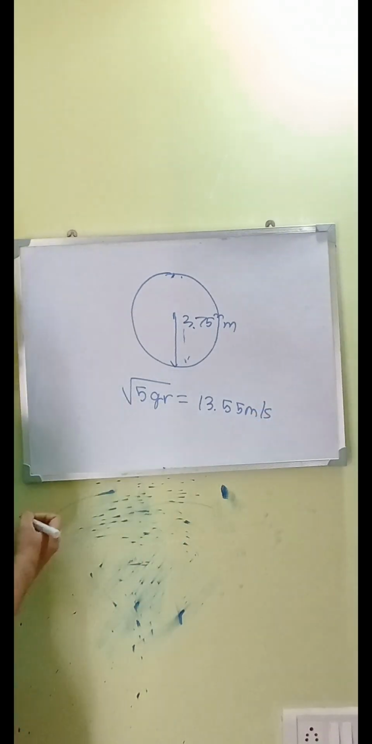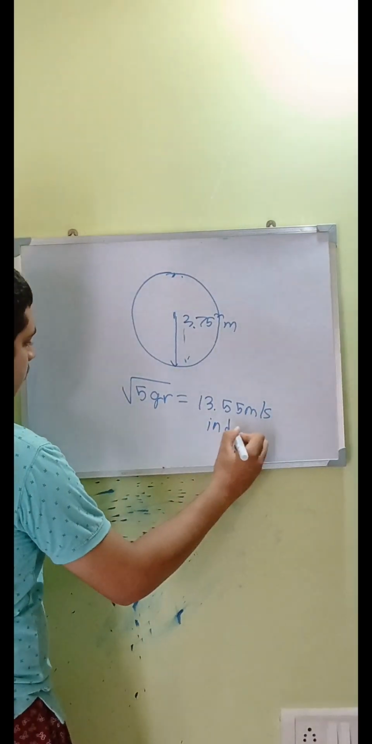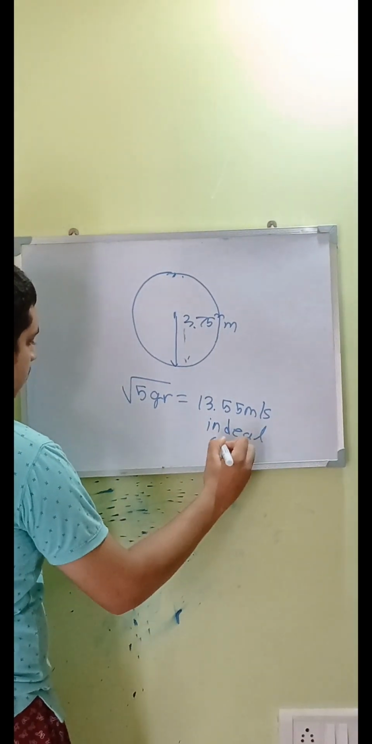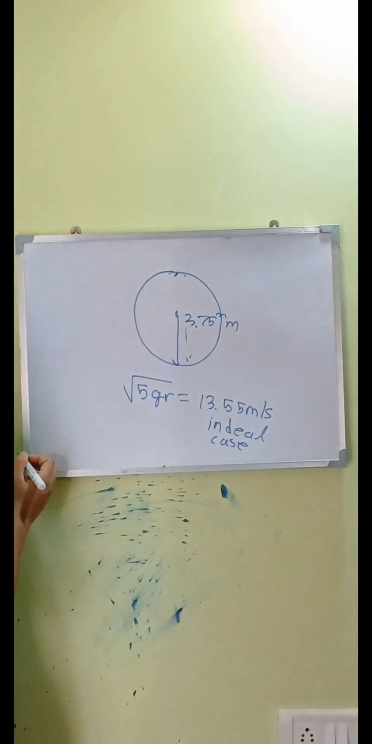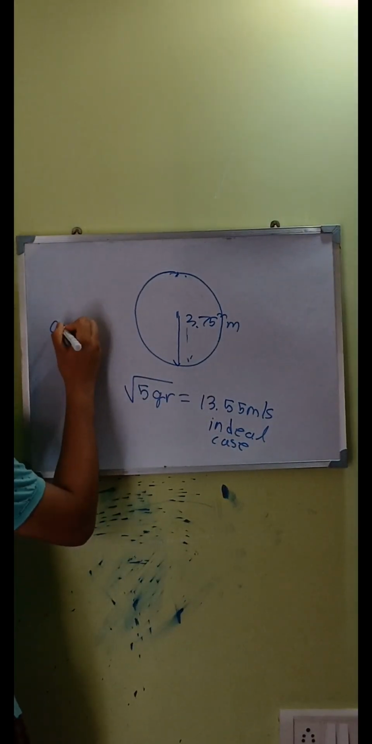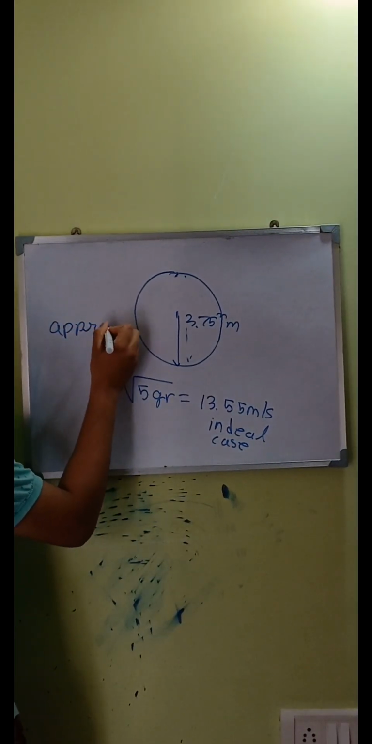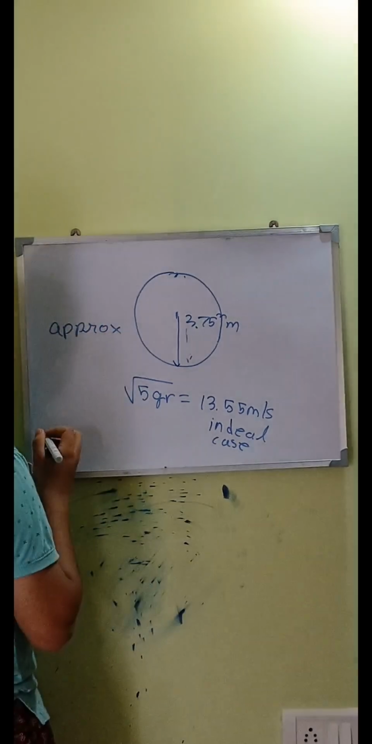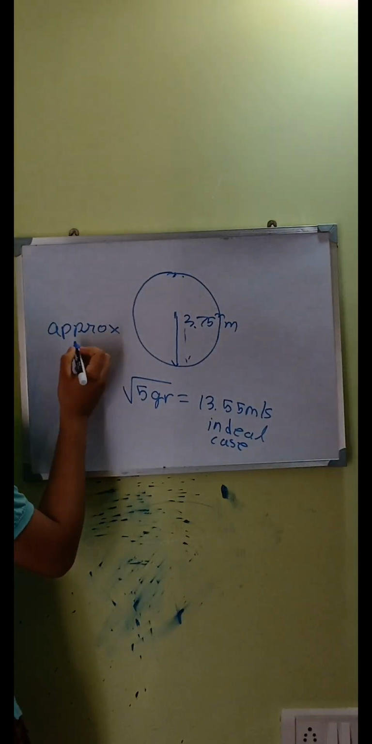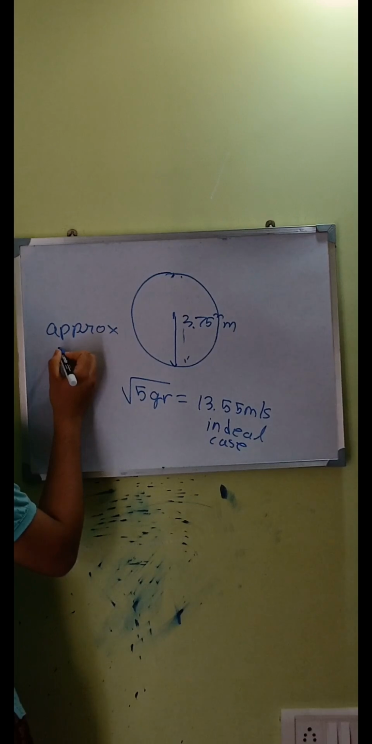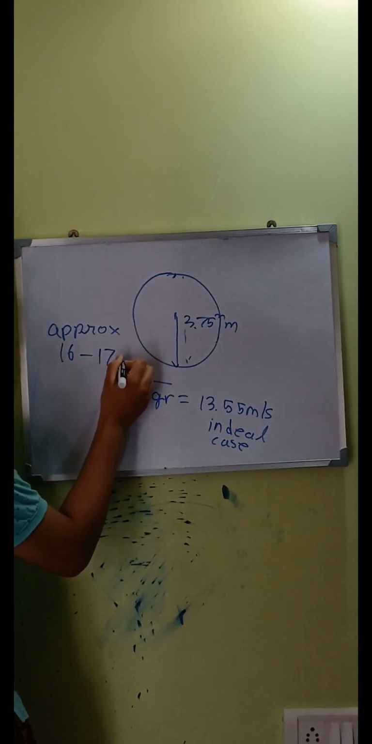Now, this is the minimum velocity considering that there is no friction and so on. If we consider air resistance and all the friction, then the value will increase. So according to estimations, it would be maximum 16 to 17 meters per second.